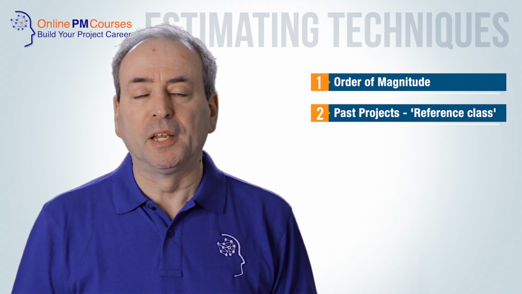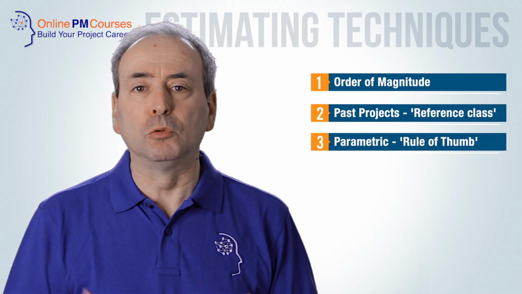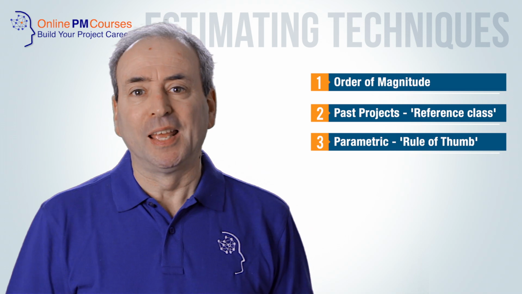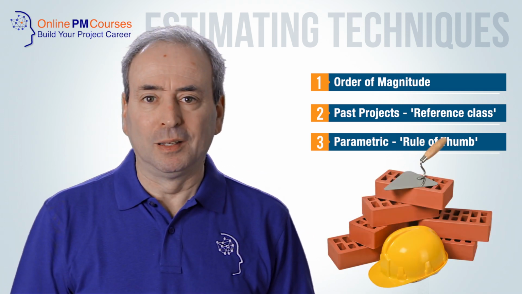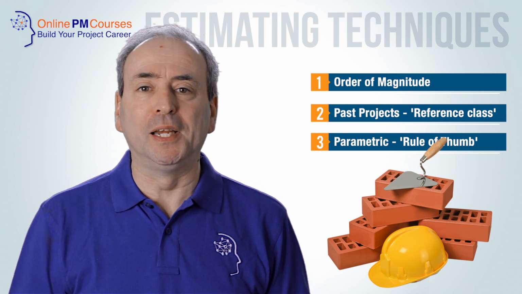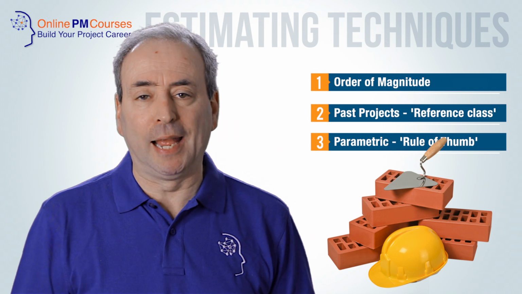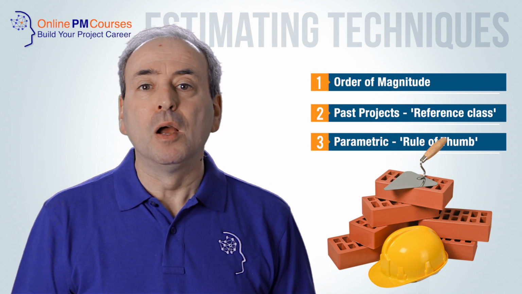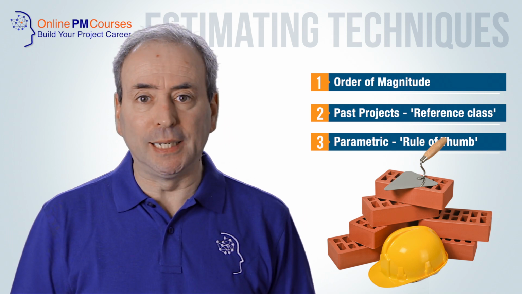The next method is called parametric forecasting, what I like to call rule of thumb forecasting. If we know that one worker can lay 100 bricks an hour, then if we know we need to lay 200,000 bricks, we can work out how many hours of work. And if we know we're going to fit it within a certain amount of time, that tells us how many people we're going to need.